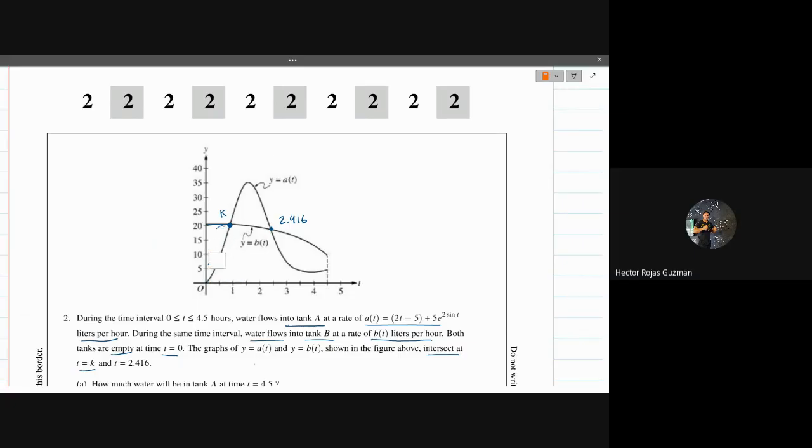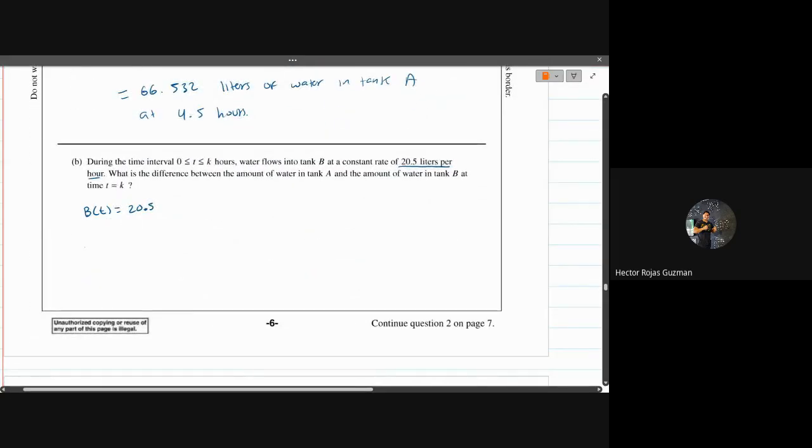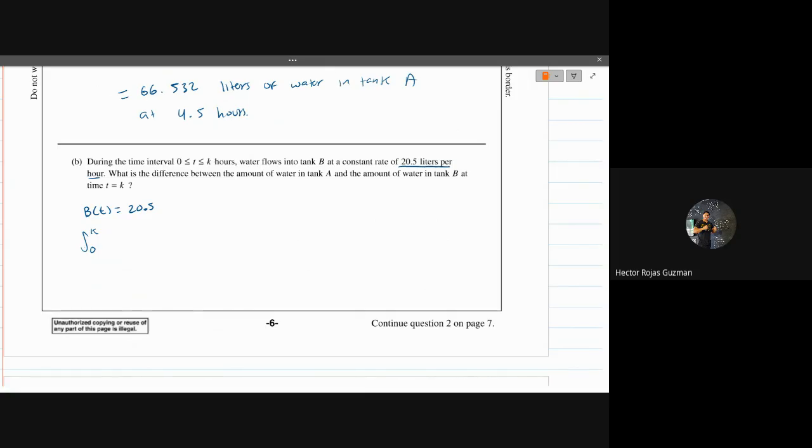So here's my setup. Integral from 0 to k. We said B has more water, right? Of B of t dt minus the integral from 0 to k of A of t dt. We just need to figure out what k is. And we were told that A and B intersect. So A of t should be equal to B of t.